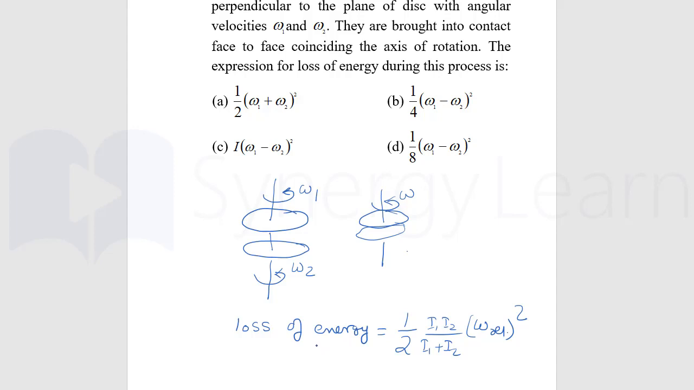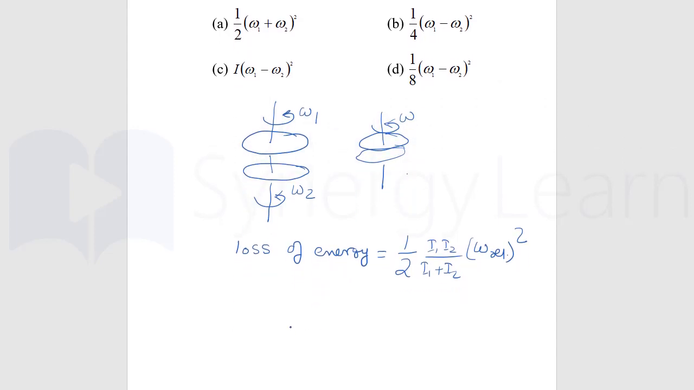Reduced mass concept videos can be seen on this channel to understand these cases. So substituting the values, loss of energy is half, since both the moments of inertia are the same, I squared by 2I, and the relative angular velocity is omega 1 minus omega 2, so omega 1 minus omega 2 squared. So what we have here is 1 by 4 I into omega 1 minus omega 2 whole square. So the second option is correct.